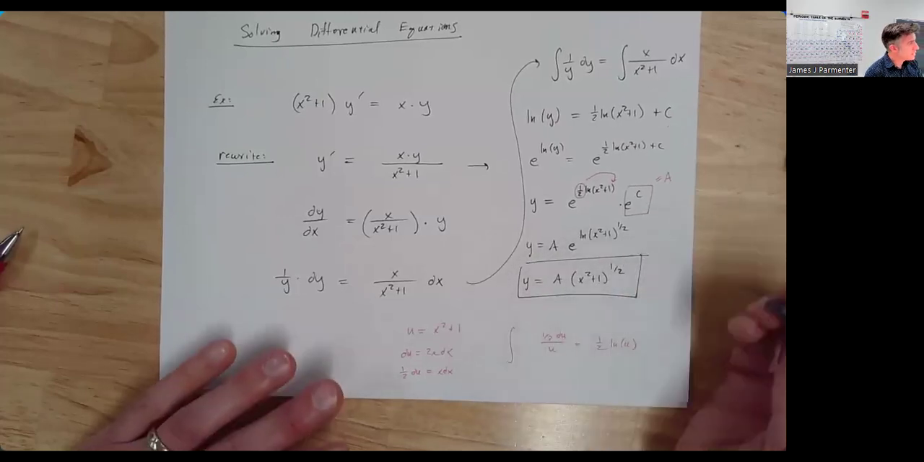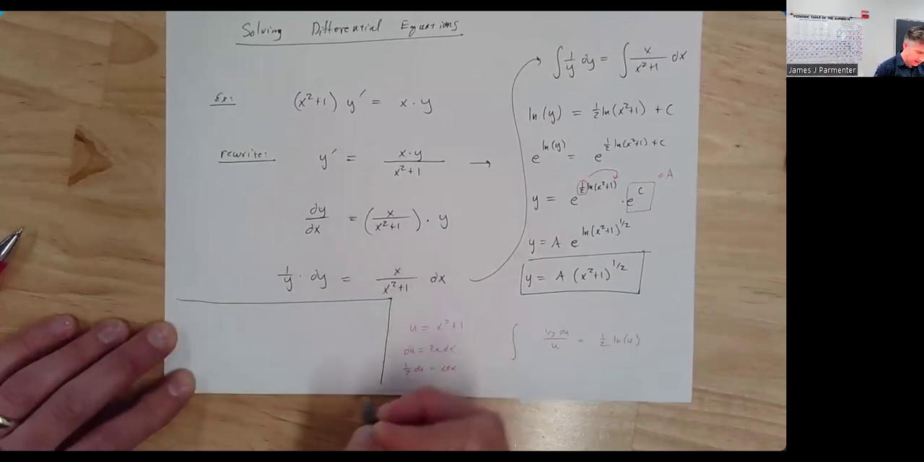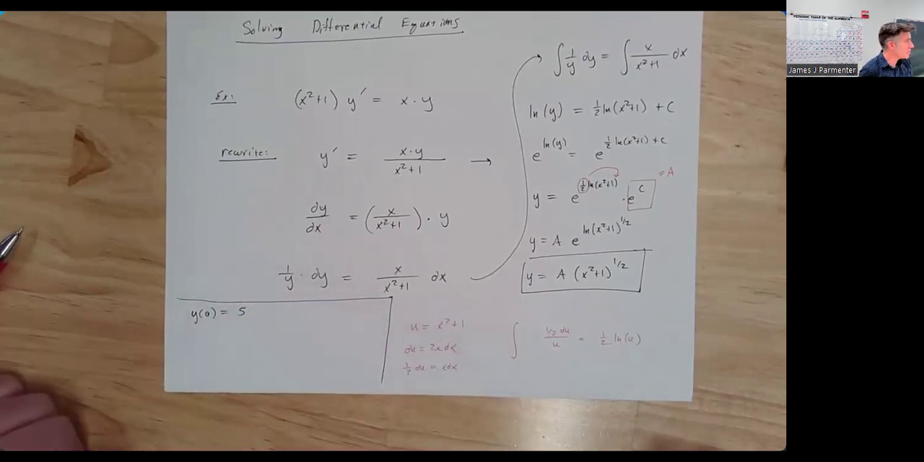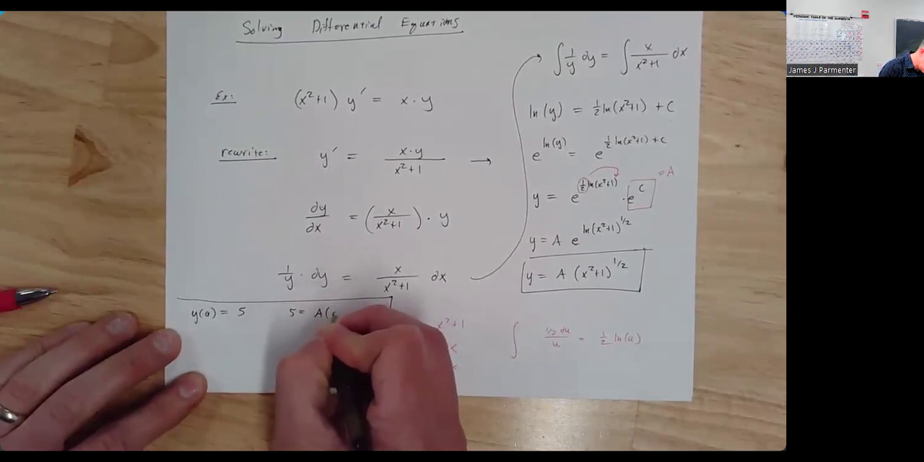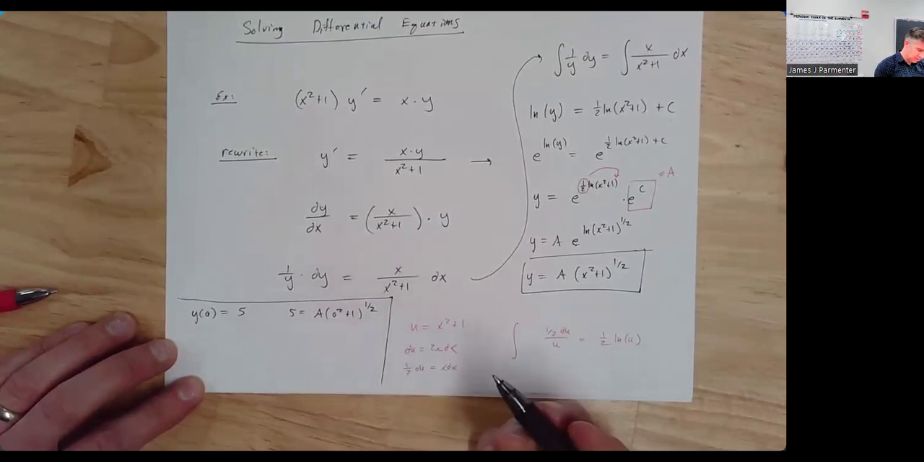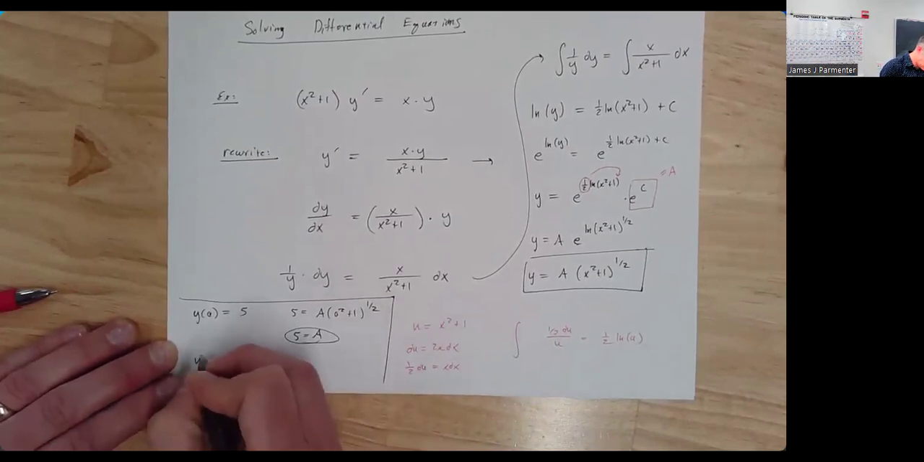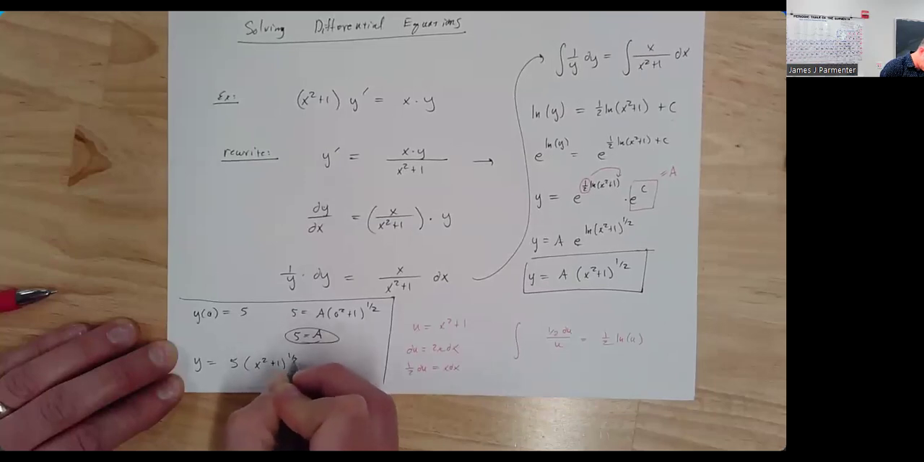And then if you had an initial condition, like if they said, oh, by the way, y of 0 is equal to 5, you could then plug in 0 for x and 5 for y and solve for the constant that's out in front. So if we do that here, we have 5 equal to A times 0 squared plus 1 to the 1/2. Well, 0 squared plus 1 is 1, and 1 to any power is 1. So we just get 5 equal to A. So then our actual solution is that y is equal to 5 times x squared plus 1 to the 1/2.